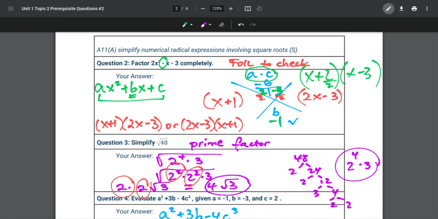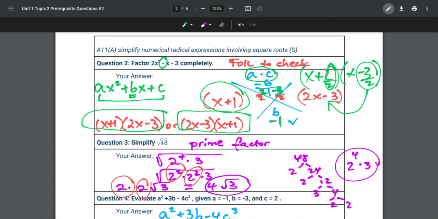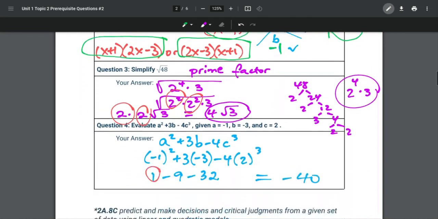So you have to divide by 2 right here. Now, that right here becomes a 1, so that's easy. That's fine. But this cannot be a fraction. So this is where you have to rewrite it in this form: 2x minus 3. Done. Now, at the bottom, it tells you this or that, the commutative property, obviously. FOIL to check, always.